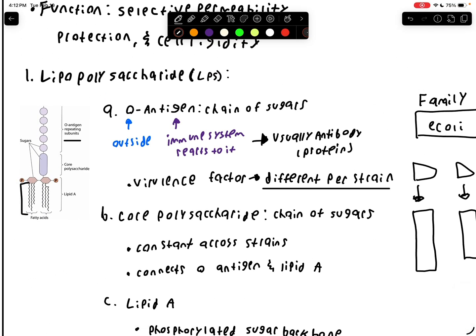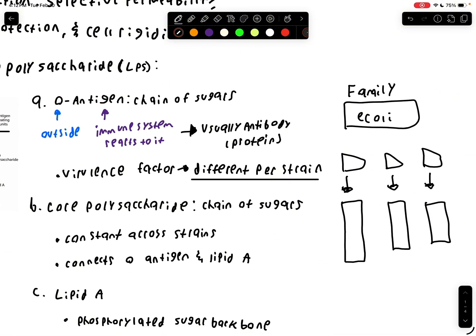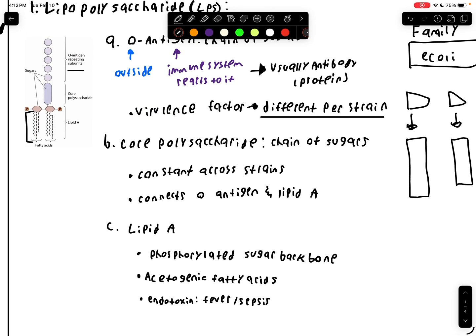This is different per strain, and it's one of the ways that we can tell that this is slightly different than the other strain of E. coli, but it's still E. coli. Now, after that, going down is the core polysaccharide.